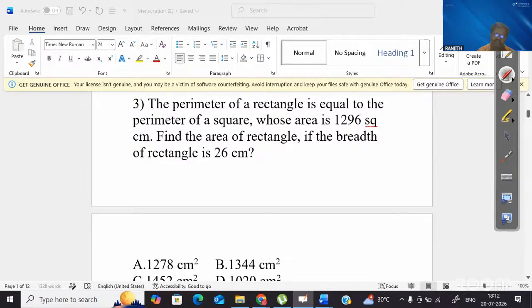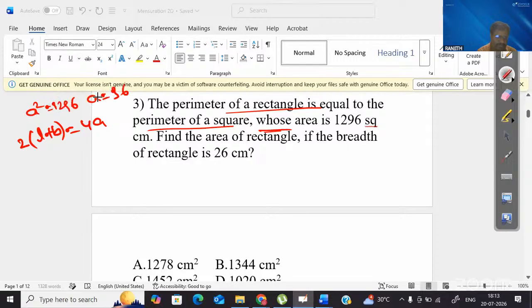What is the perimeter of a rectangle? 2 times of l plus b. The perimeter of the rectangle is equal to the perimeter of the square. What is the perimeter of a square? 4a. Whose area? Square area, a square equal to 1296, and a equal to 36.